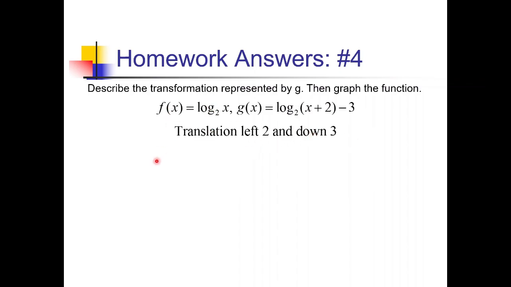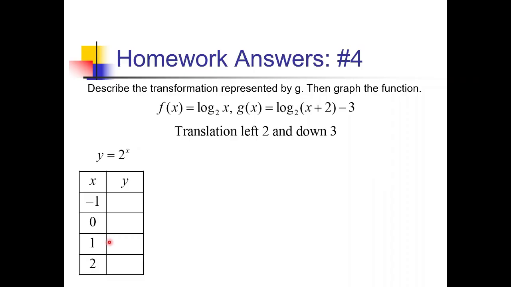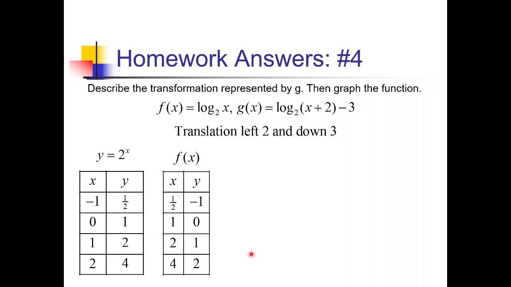All right, so let's get our 2 to the x table. That's exponential growth, so I'll go from -1 to +2. 2 to the -1 is 1/2. 2 to the 0 is 1. 2 to the 1 is 2, and 2 squared is 4. Let's switch all the x and y values to get my log version of that now. So we've got (1/2, -1), (1, 0), (2, 1), and (4, 2).